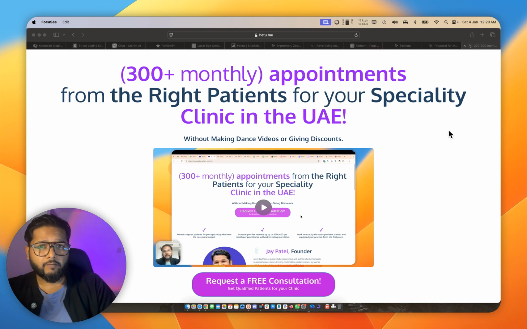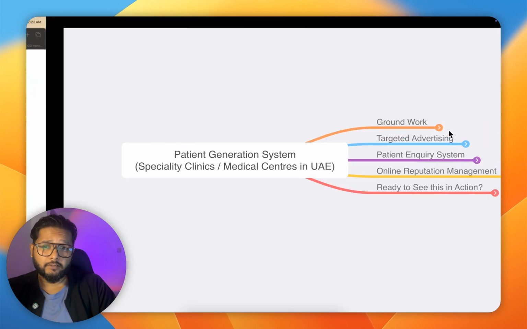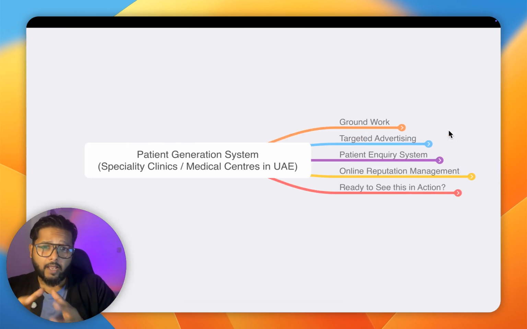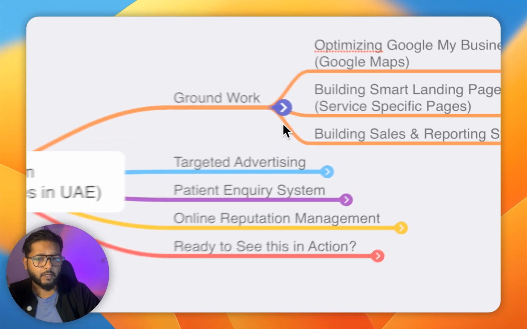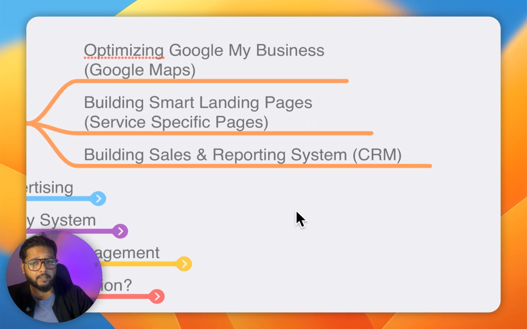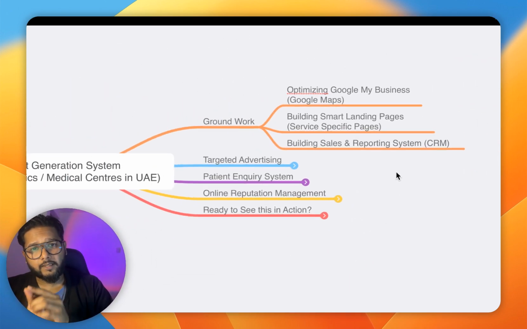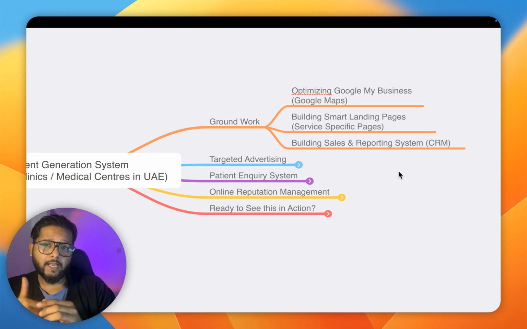Currently we are working with many clinics, medical centers and specialty clinics, and I'm going to show you the results and the process as well. What we do in this patient generation system is, firstly, we do the groundwork. By groundwork, we mean we optimize your clinic on Google Maps and other specific locations. We make sure that your keywords and all the details are present and the Google Maps page is set properly.